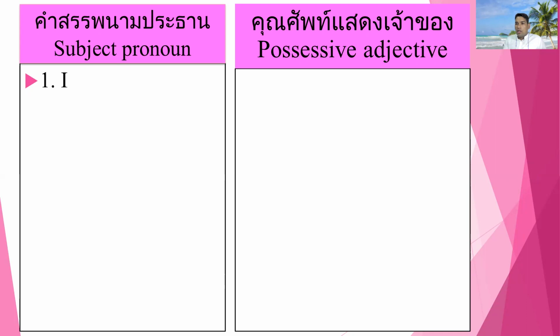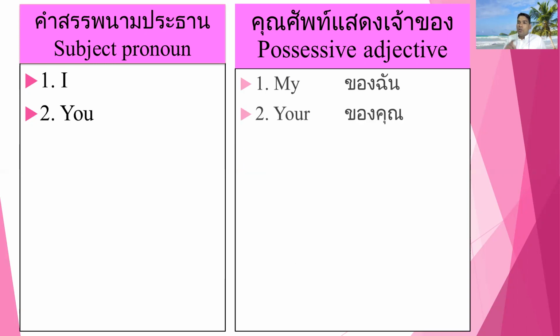Number one is I, which changes into the possessive adjective my. In the object pronoun, I changes into me. But in the possessive adjective, I changes into my. Next, number two is you. You changes into the possessive adjective your.